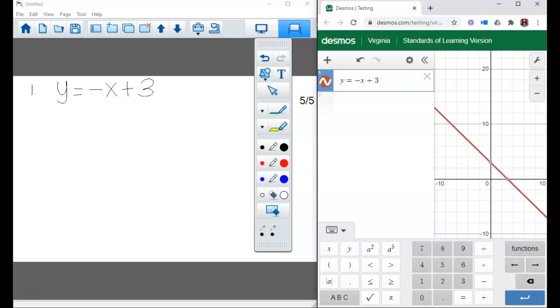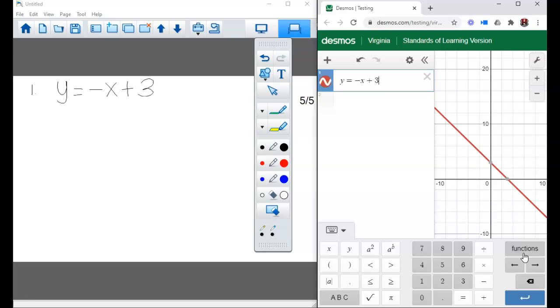So you'll notice I've typed that into my calculator exactly the way that I see it on the board. And over here I see this red straight line. So that's what lets me know that this is a linear equation. The graph that I'm seeing is a straight line. Now, you're going to have to copy this graph from your Desmos screen to your paper.